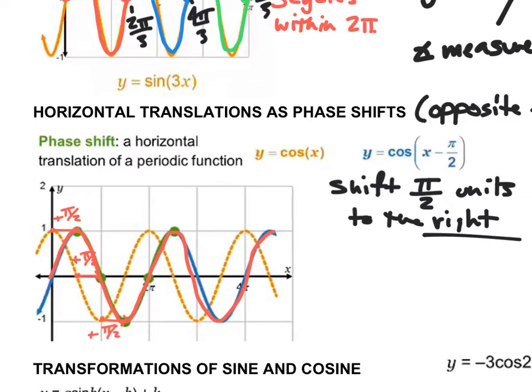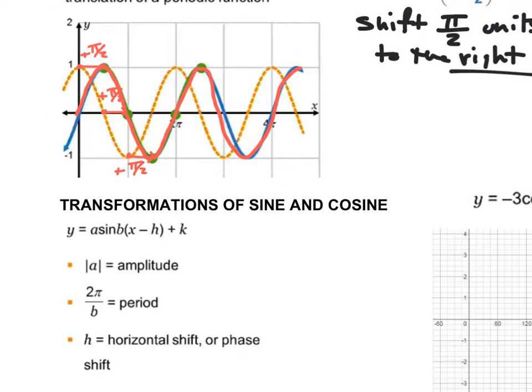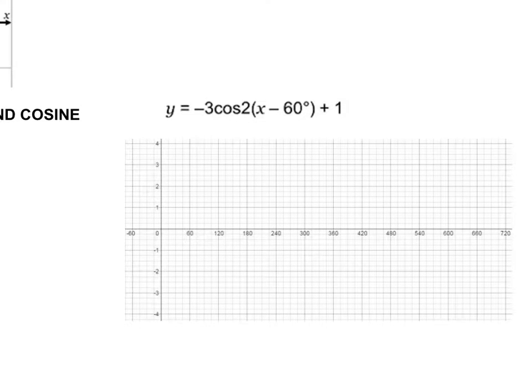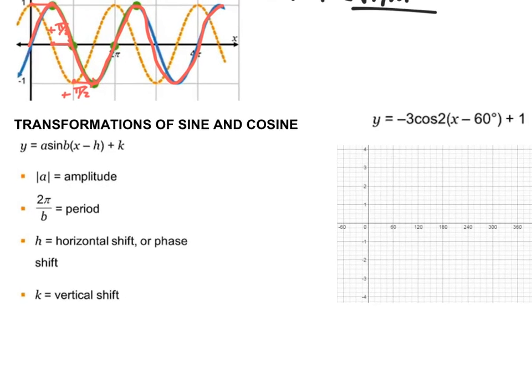All right, let's put this all together here. We've learned various things. We have learned about the amplitude of our graph, the period of our graph, the horizontal phase shift and then the vertical shift. So what we want to do is come over here and graph this equation. Let's identify what all these values are.